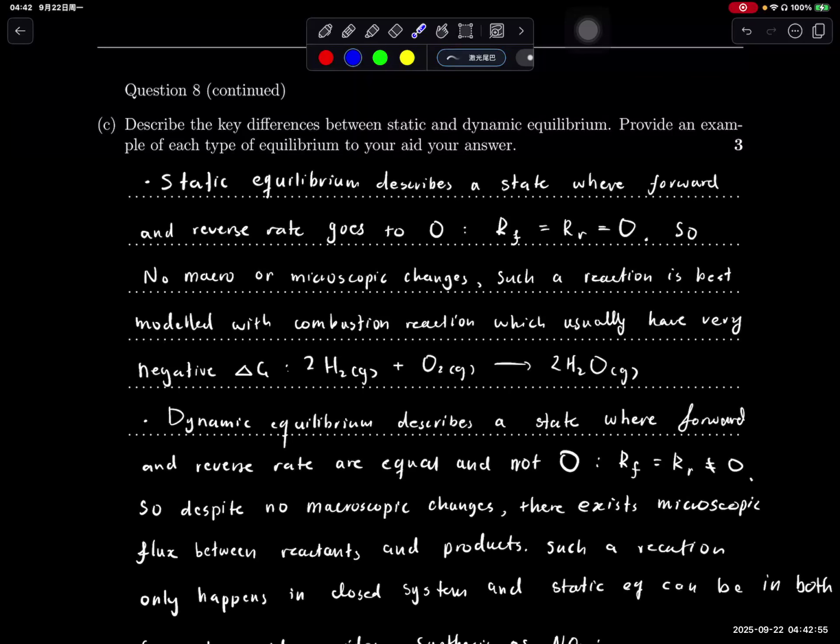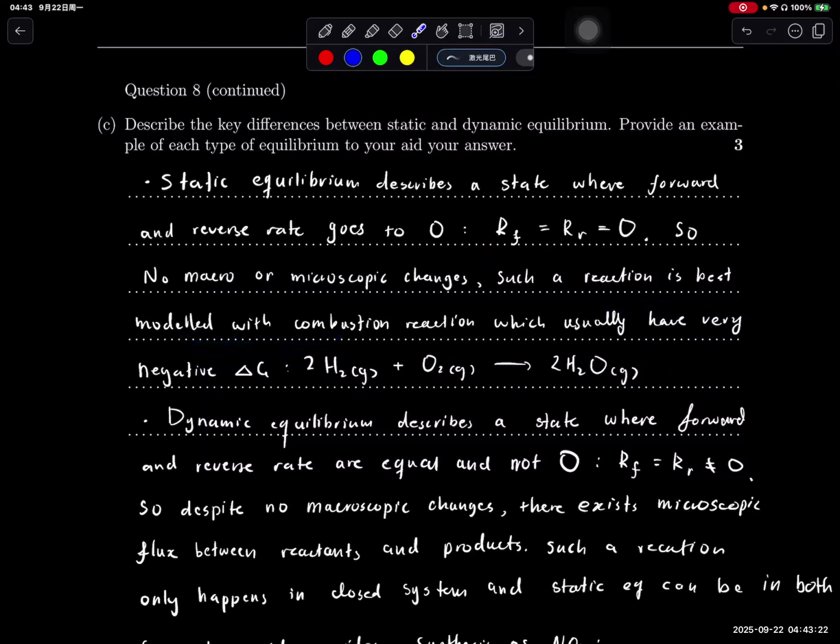So for static equilibrium, I wrote that it describes a state. I define it first, because I always start with the definition. No exclusion. Everything starts with definition. So static equilibrium describes a state where forward and reverse rates go to zero, so that there is no macro or microscopic change. Such a reaction is best modeled with a combustion reaction. This is my example.